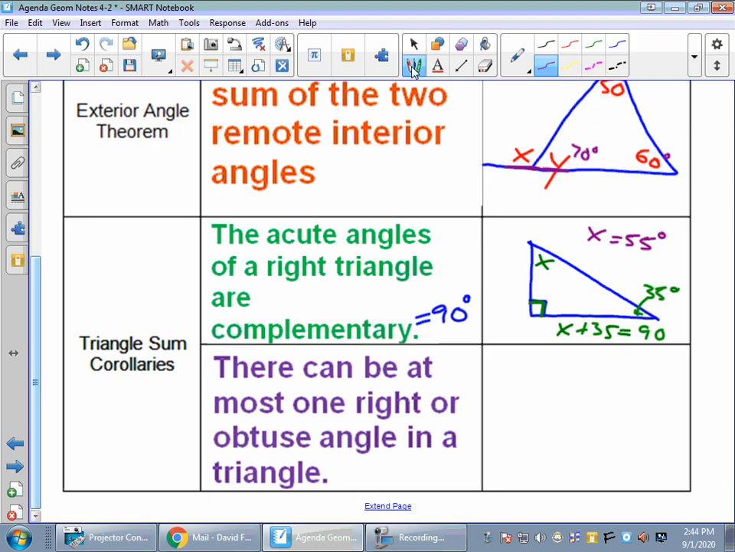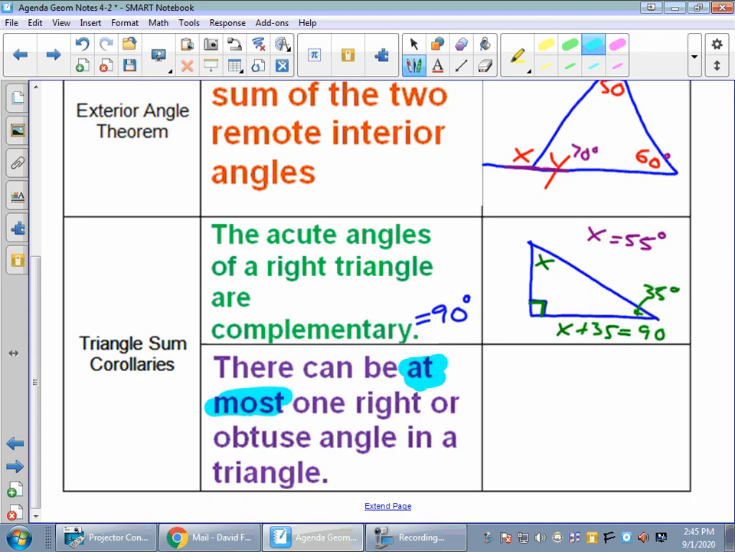The next corollary is there can be at most one right or obtuse angle in a triangle. And the key phrase here is at most. At most one. So you can only have one right angle or obtuse angle in a triangle. You don't have to have any. That's what at most means. If it's an acute triangle, it's not going to have any right angles or any obtuse angles. But if it's a right triangle, it only has one right angle. If it's an obtuse triangle, it only has one obtuse angle.